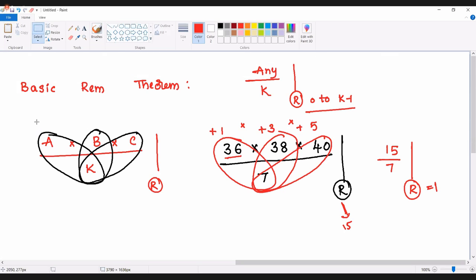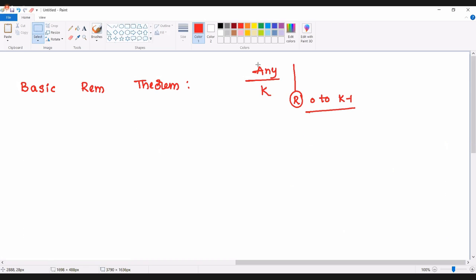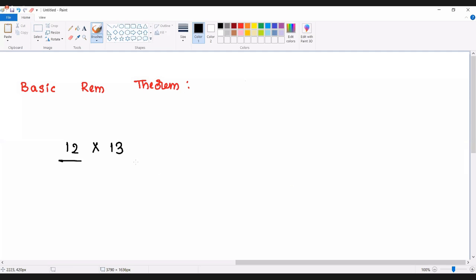So here is one point you just remember, my dear students: it is not only for multiplication, even if the operation is addition, you can perform the same thing. For example, one question is 12 into 13 divided by 10, what is the remainder? The other question is 12 plus 13 divided by 10, what is the remainder?